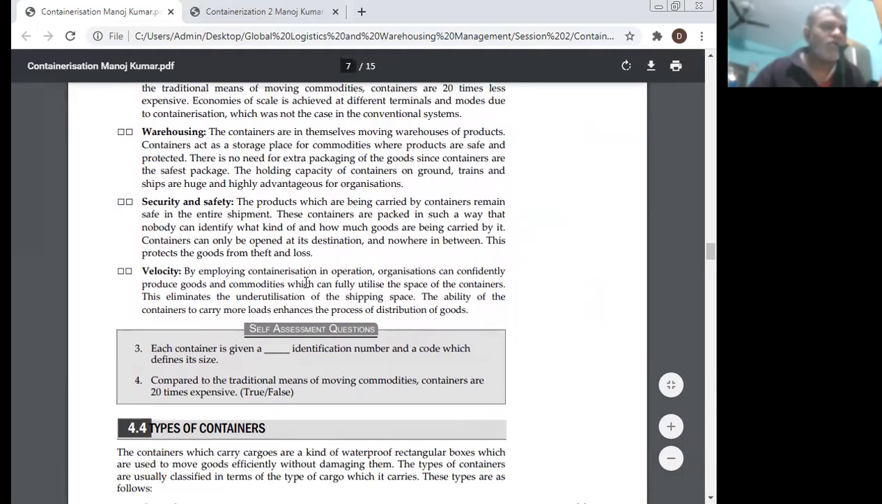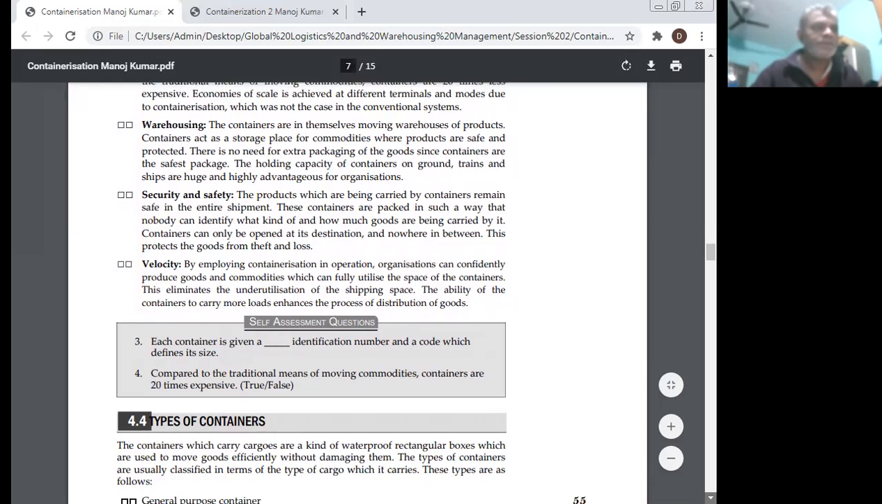Velocity. By implementing containerization in operation, organizations can confidently produce goods and commodity which can fully utilize the space of the containers. This eliminates the underutilization of shipping space, and the ability of the containers to carry more loads enhances the process of distribution of the goods.